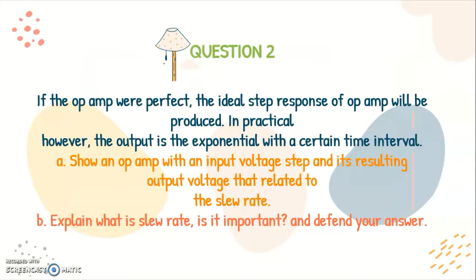Question 2. If the operational amplifier were perfect, the ideal step response of operational amplifier will be produced. In practical, however, the output is the exponential with a certain time interval. A. Show an operational amplifier with an input voltage step and its resulting output voltage that is related to the slew rate. B. Explain what is slew rate, why it is important, and defend your answer.